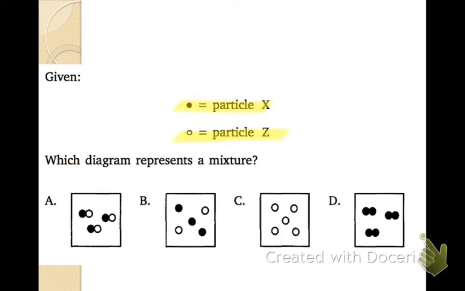Now A has X and Z, but they're actually going to be combined together. That's a compound. It's chemically combined. It's going to be next to one another or attached to one another. C just has particle Z. It doesn't have anything of particle X, so we can get rid of that. Same thing with D. D is going to be just particle X, nothing of particle Z, so we can get rid of that. C and D are each going to be elements. So B is our choice. We have both particle X and particle Z, and they're not chemically combined.